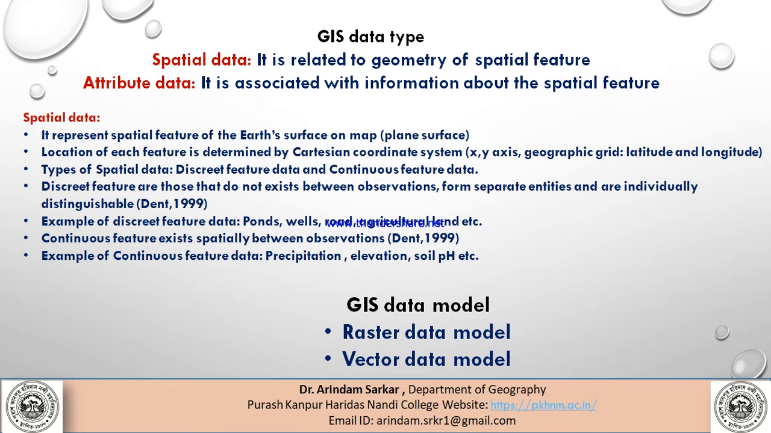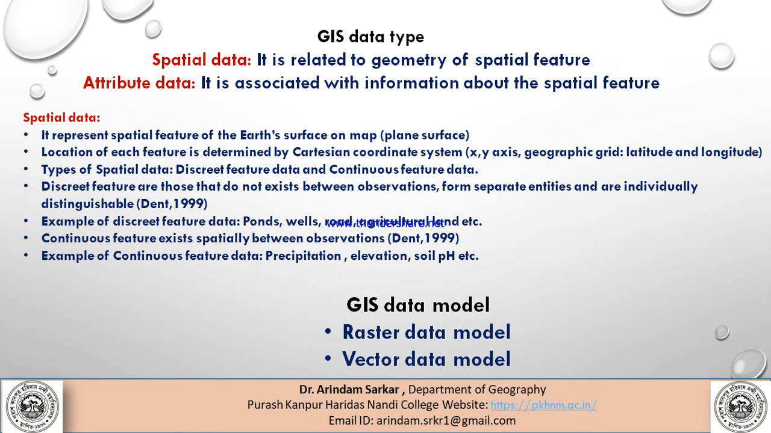Types of spatial data are discrete feature data and continuous feature data. Discrete feature data do not exist between observations, form separate entities, and are individually distinguishable. Examples of discrete feature data are ponds, wells, roads, agricultural land, etc.